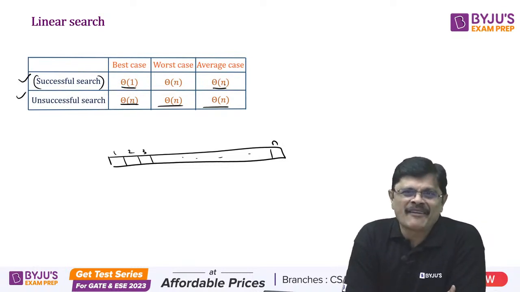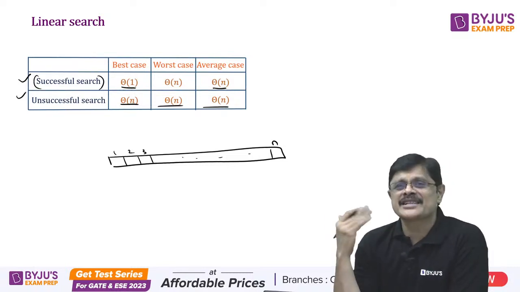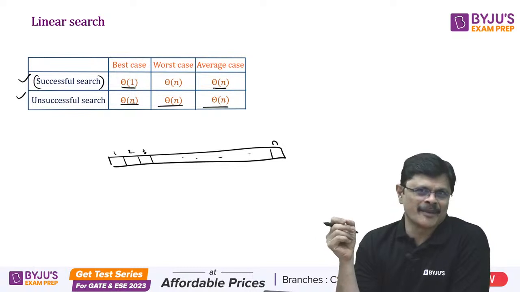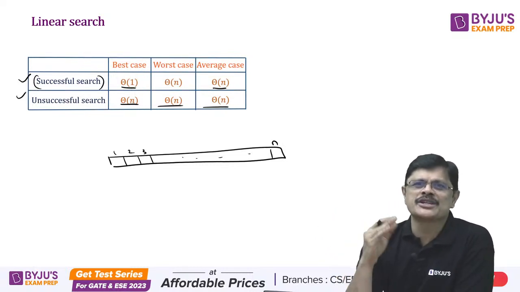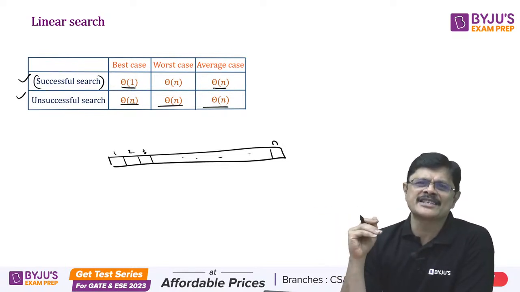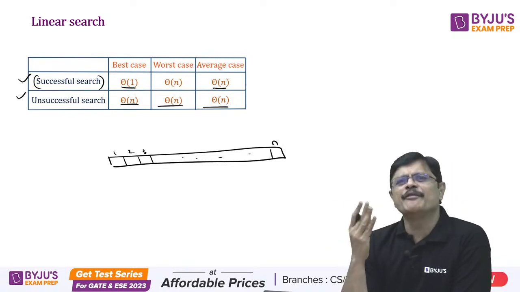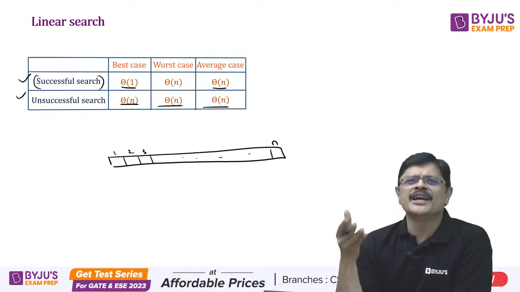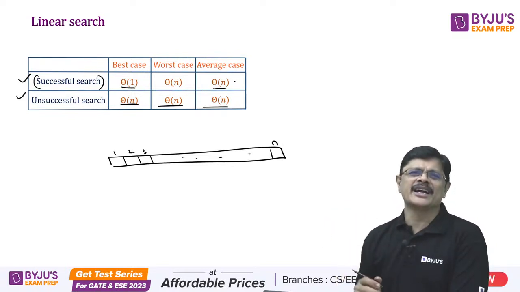Of course, for the average case, we need to talk about the probability distribution, my dear friends. That is, where is the search element found? Maybe that is the random variable: search element found in the first position, in the second position, in the third position, like that. Probability of finding the search element at every position, we assume equally probable. So the probability for each element would be 1 by n. Then we find the expected value of this search. Then you get the answer. In any way, the answer would be theta n, my dear friends.